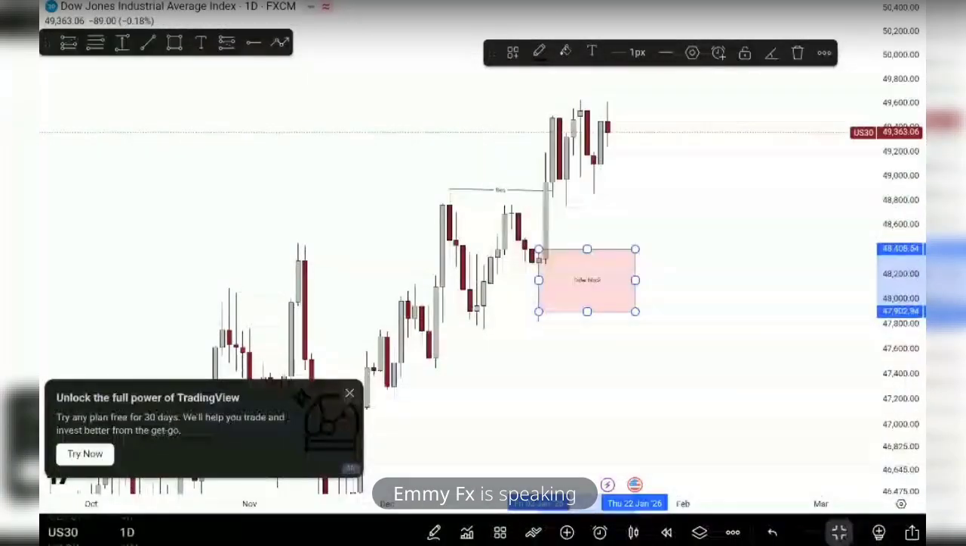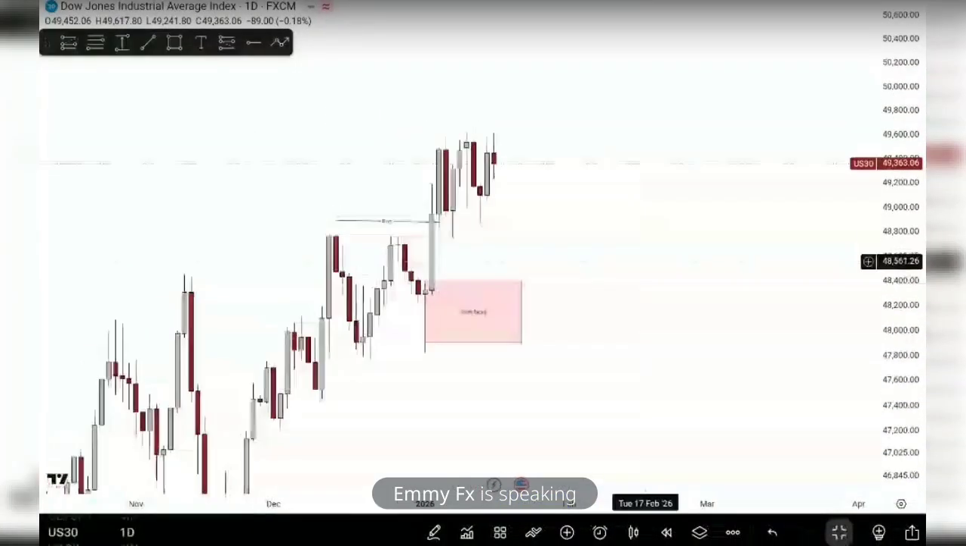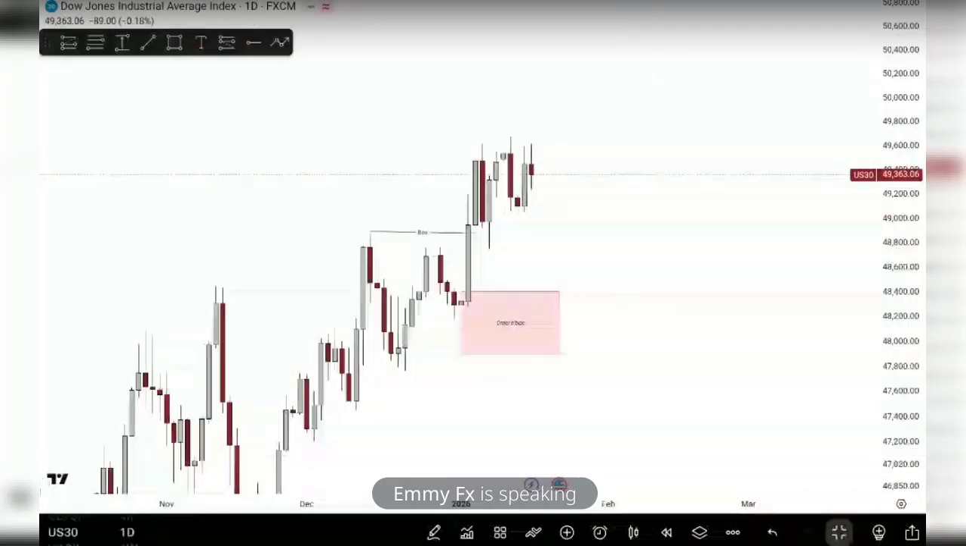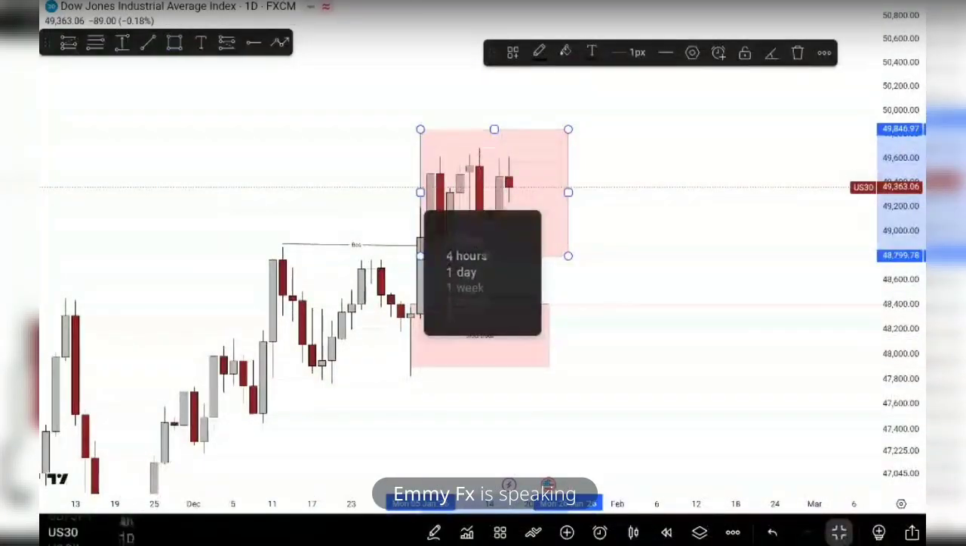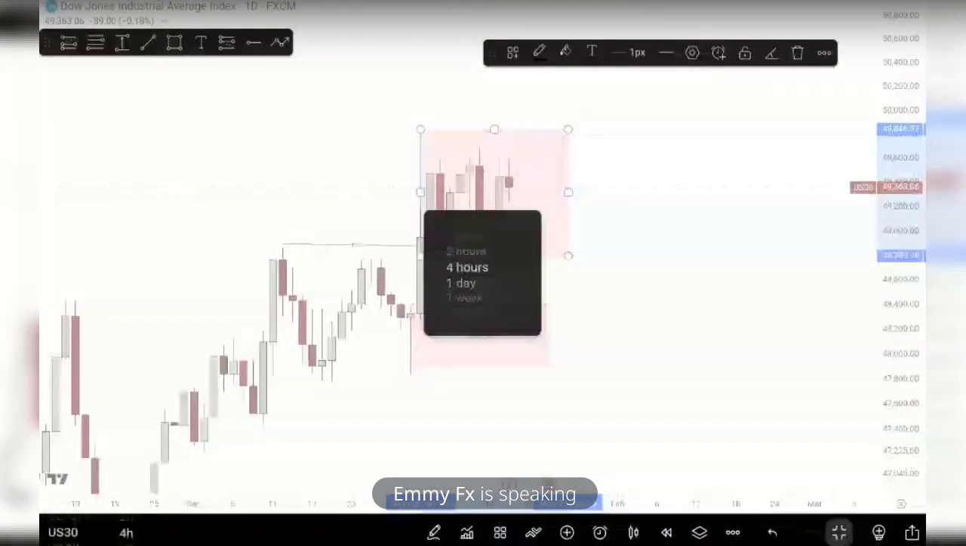But in our daily time frame, something is currently going on at this point. We have this consolidation movement at that spot. This means our price is carrying out liquidity. So let's move to the 4 hour time frame.